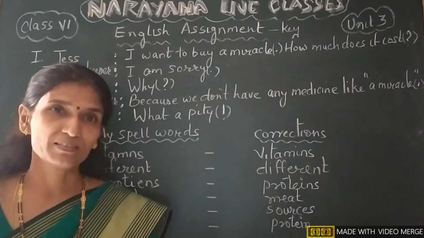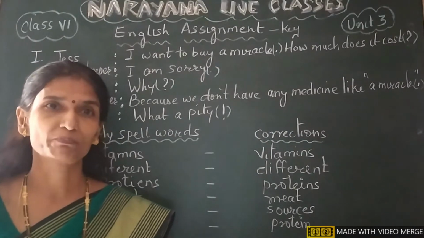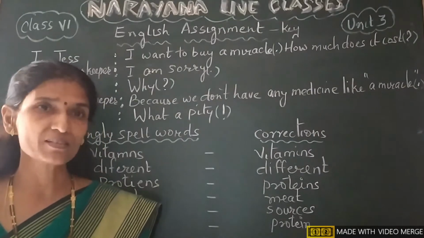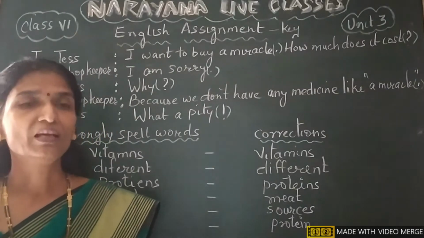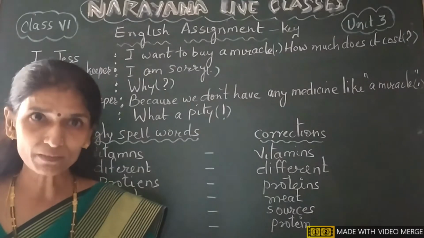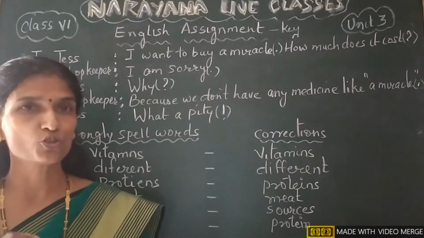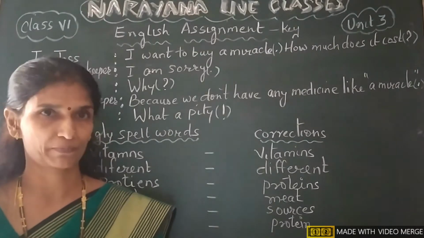Now we shall discuss the key for the assignment that is based on Unit 3 Grammar. The first question in this assignment is to put the sentence endings to the conversation given. We are given a conversation between Tess and the shopkeeper. We should identify where each sentence should end and put an appropriate sentence ending for this.